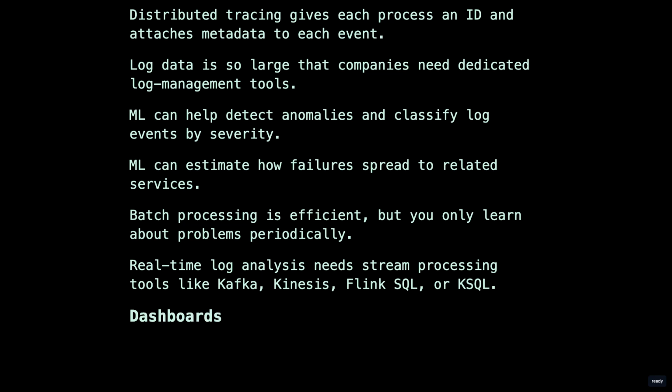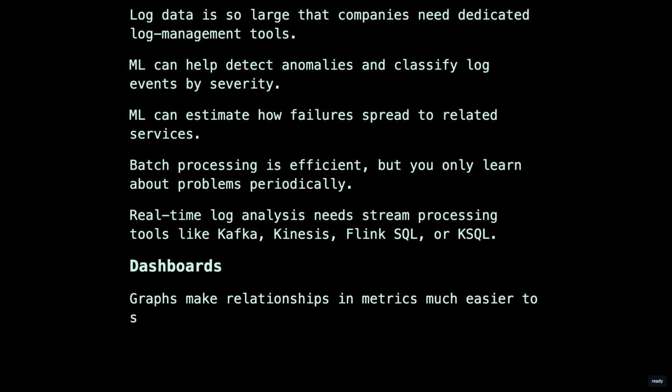Dashboards turn raw metrics into patterns the eye can understand. They help operators see relationships, trends, and surprises that are hard to spot in numbers alone. A table of numbers often hides the story, while a graph can reveal shape, trend, and correlation at a glance. That is why visual monitoring is such an important complement to logs.